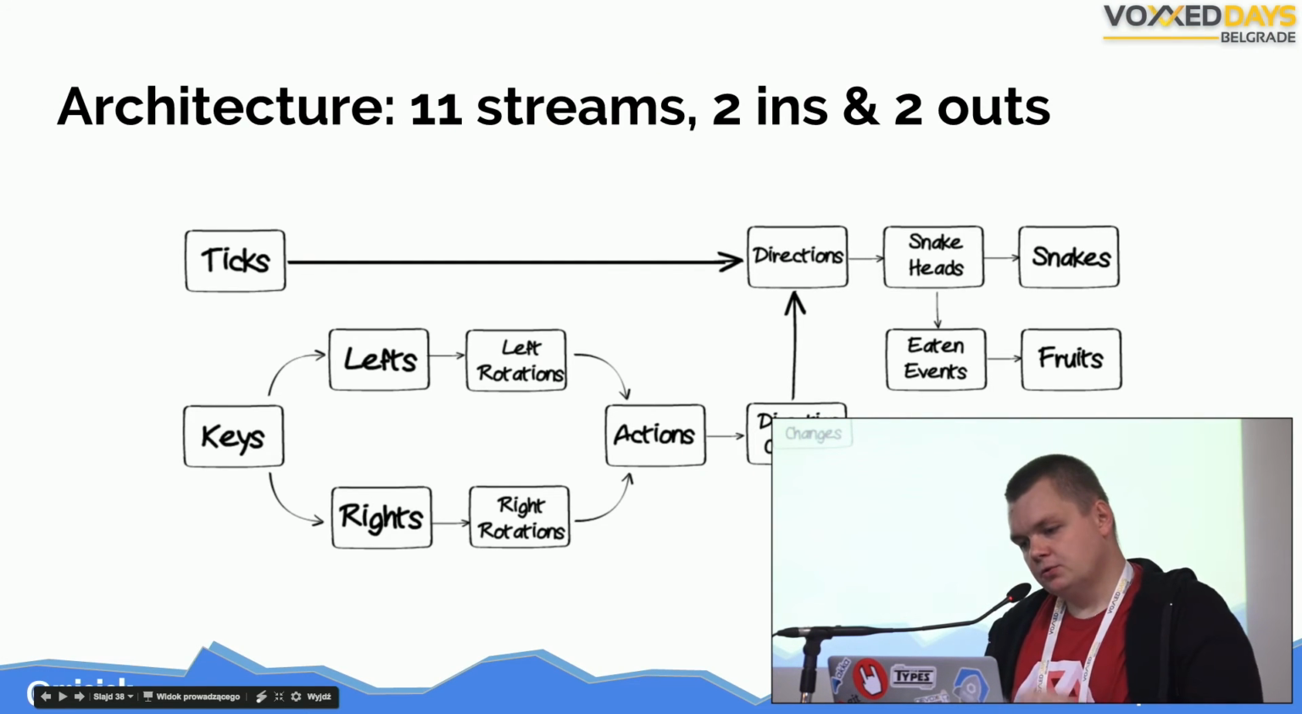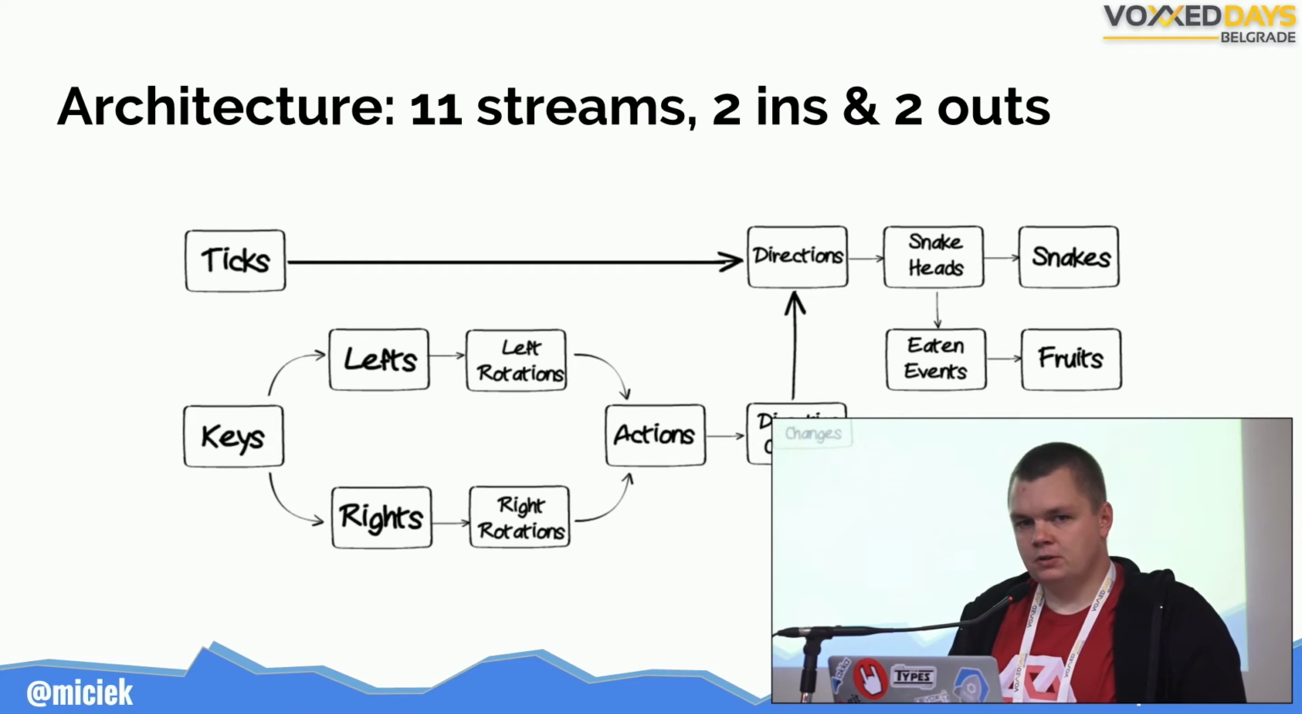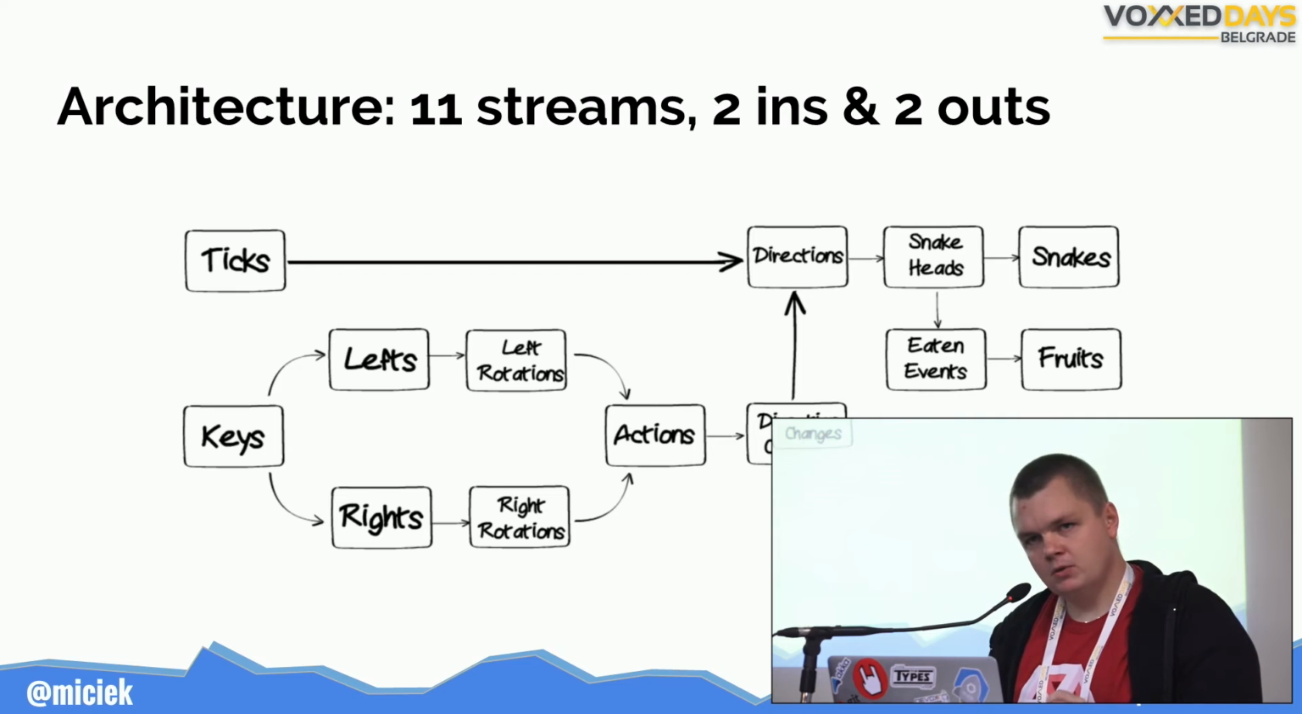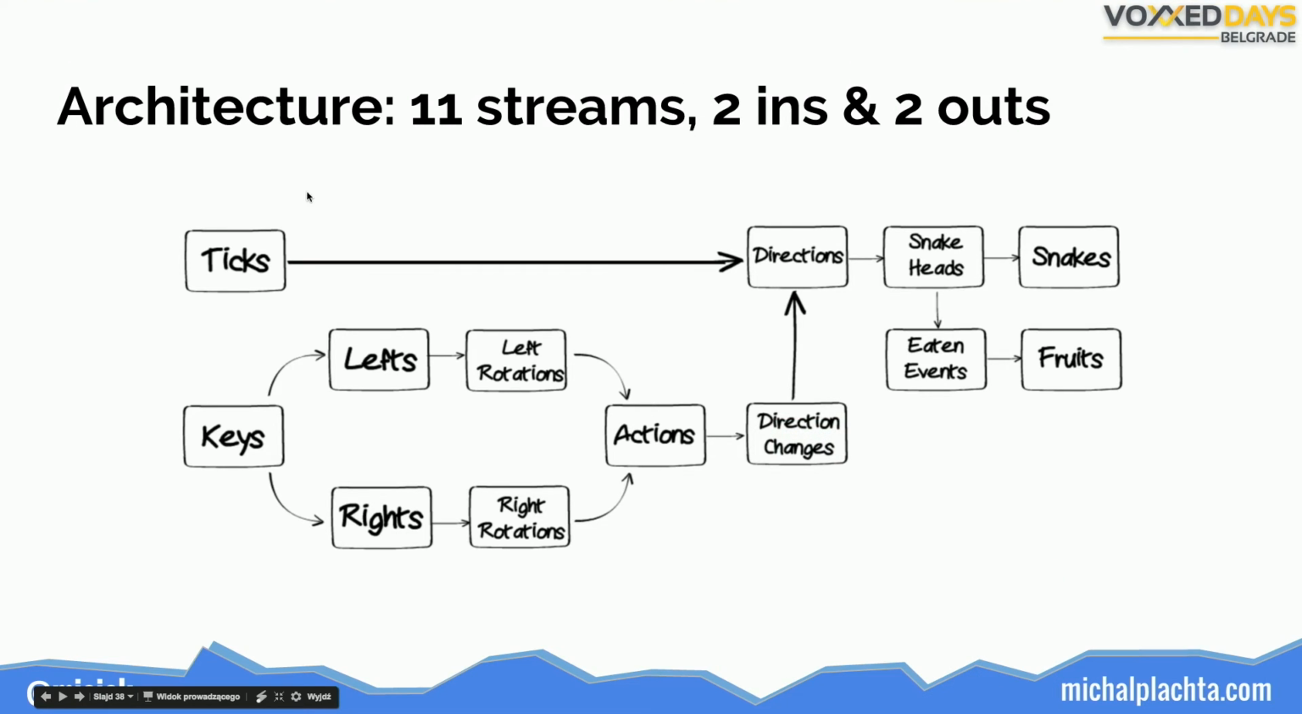I want to quickly wrap up how we did the front-end part. We did it bottom up, right? We started with small building blocks, and we composed them together in order to create a game. But the whole architecture looks like that. We have 11 streams, and each of those blocks is a stream, and each of those arrows is a streaming operator, like map, filter, right? So we have the ticks stream, and we can get the direction stream from it by mapping, for example, or by mapping and scanning.